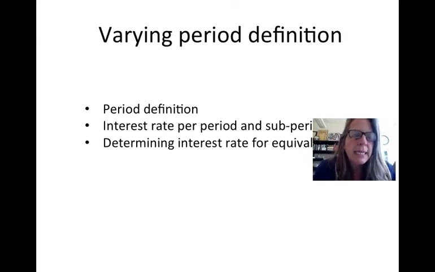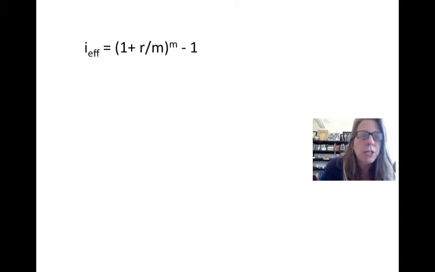In this video, we're going to extend the concept of nominal and effective interest rates to include the ability to determine an interest rate for any period of time that we would like. So we're going to look at what is meant by a period definition and how do we decide whether it's going to be a month or a year or 6 months or whatever. And then interest rate per period and sub-period calculations, and then determining the interest rate that we want to use for an equivalence calculation.